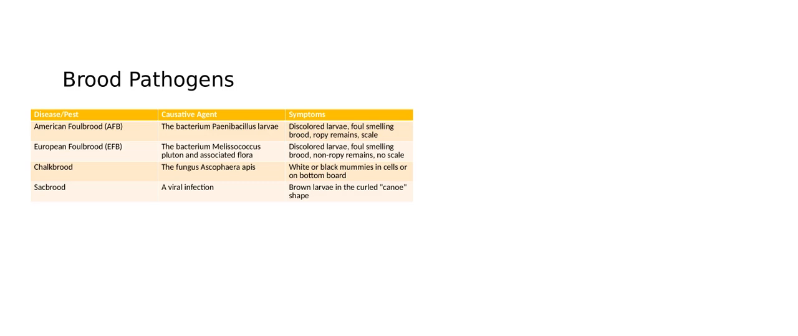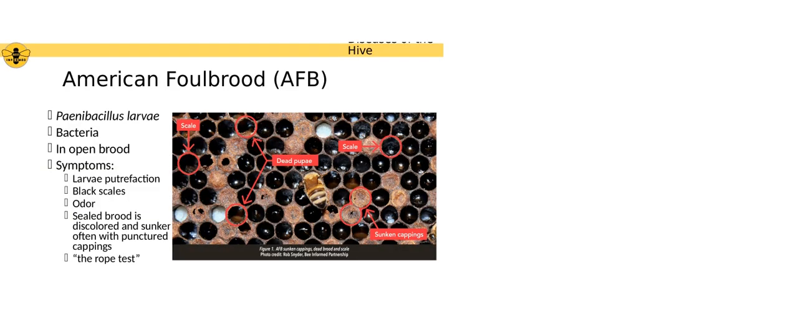And then, so these are some of the pathogens. We talked about chalk brood, and we're going to continue on to American foul brood, European foul brood, and sac brood. So American foul brood, I think this is a really great picture. A lot of the really good pictures were taken by Rob Snyder from the Bee Informed Partnership.